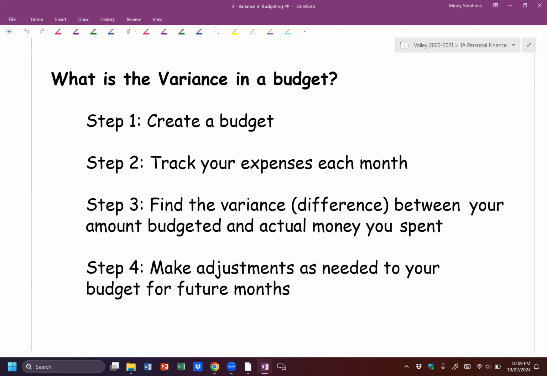Once you find the variance, the point is to make some adjustments so that your budget can be as accurate as possible. Your budget is like an ongoing changing thing. It always changes depending on your circumstances. It might be the same for a few months, but there are always changes, and you're always trying to make it better so that your budget matches what you're actually spending.